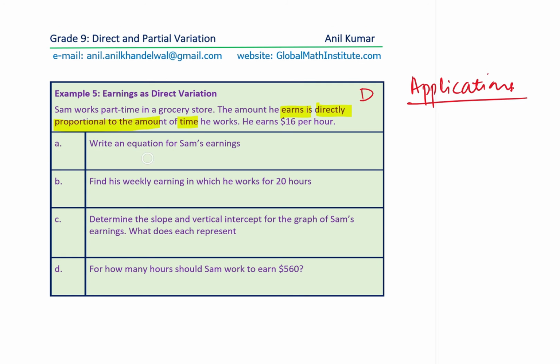Part A is write an equation for Sam's earning. B, find his weekly earning in which he works for 20 hours. C, determine the slope and the vertical intercept for the graph of Sam's earnings. What does each represent? D, for how many hours should Sam work to earn $560? You can pause the video, answer this question, then look into my suggestions.